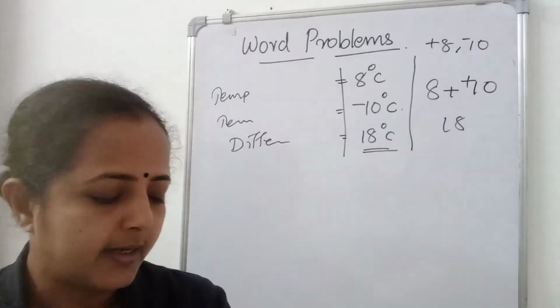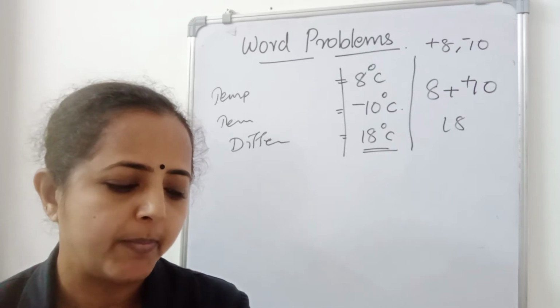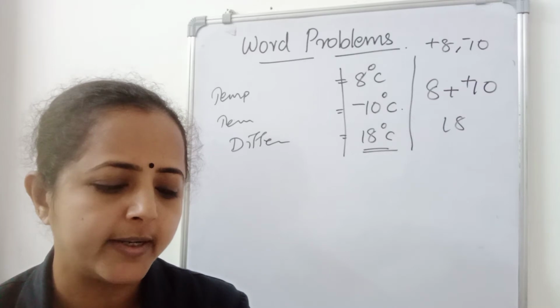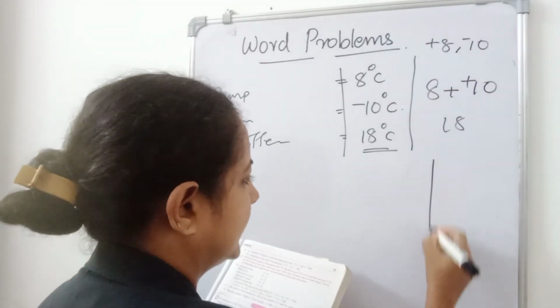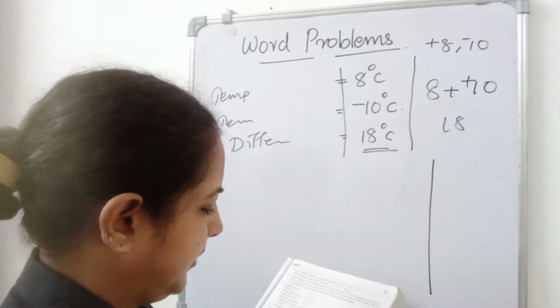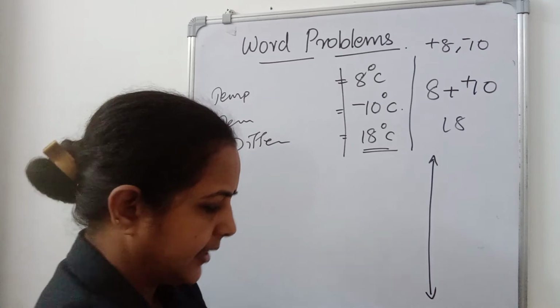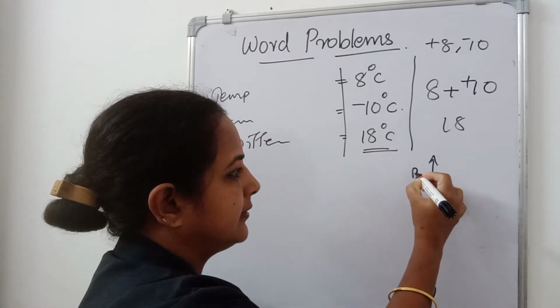Next, second question. A car moves 17 km north from a point A and then moves 14 km towards south. So it is marked there, right side A and B, everything is there. The arrow mark is the road going. This is the point A. A to B. Here is the point B.